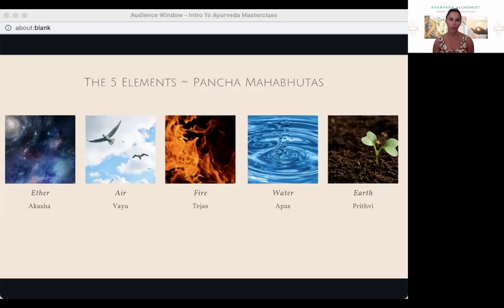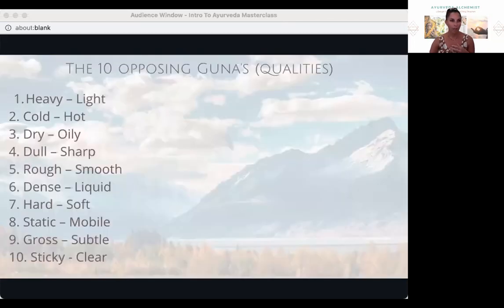It's also really important to note that the English terms for the elements can't be taken literally. Rather, they represent a collection of gunas or qualities and forces that describe each element. So when we talk about fire, we're not literally talking about a fire. We're talking about what that element represents, like heat, transformation, those kinds of things. So when we look at the 5 elements, they are represented by these 10 opposing qualities or gunas. So the word guna means quality.